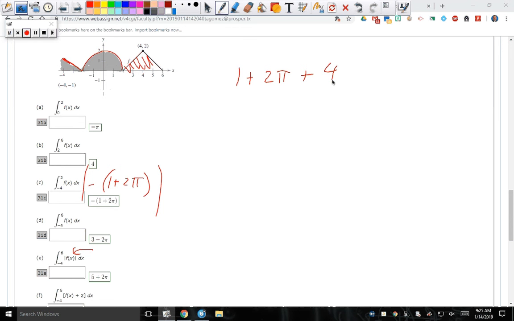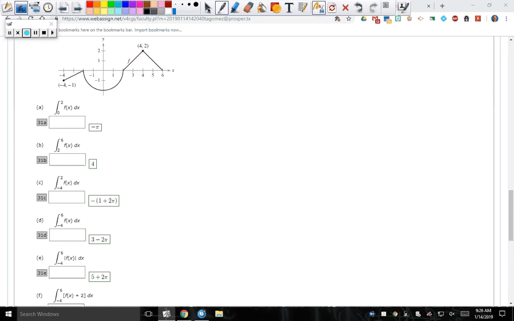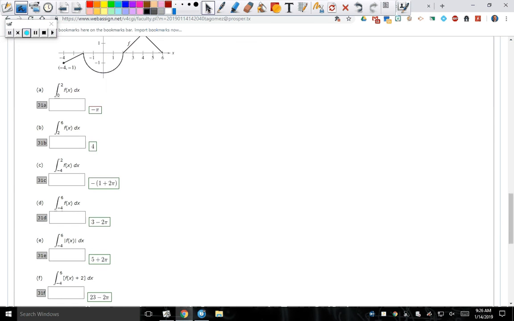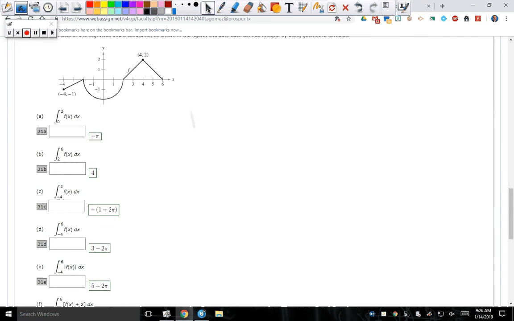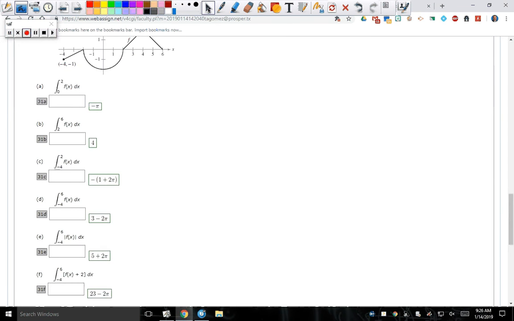Graphical tends to be the piece that students struggle with more, but that's another reason why I want to record these videos so that you can go back and see. Alright, negative 4 to 6. So we have negative 4 to 6 of f of x plus 2. And the reason why this one's a little bit different is, what did we do to the graph? We added 2, so we shifted.